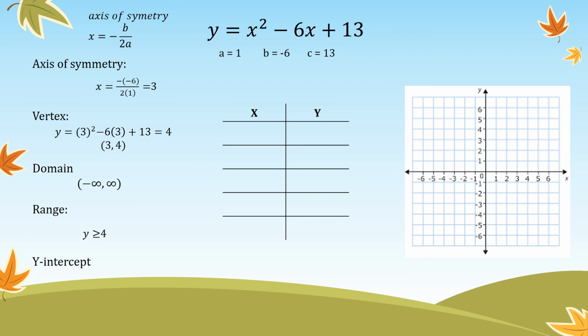And remember to find the y-intercept. It's just that constant on the end. So the y-intercept is going to be 13. We start with the axis of symmetry. We go 2 below, 2 above. We put 1 in for x. Then we put in 2 for x. And it should be symmetrical if we've done it correctly. And then we graph it.